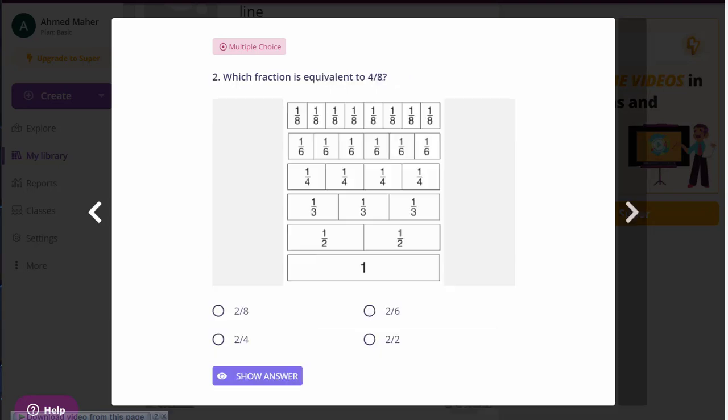Okay, my heroes, let's move to the next one. Faris. I am here, teacher. Okay, which fraction is equivalent to 4/8? As you can see here, 4/8, this is 1, 2, 3, 4. So it's here. Excellent. So the answer is 2/4.